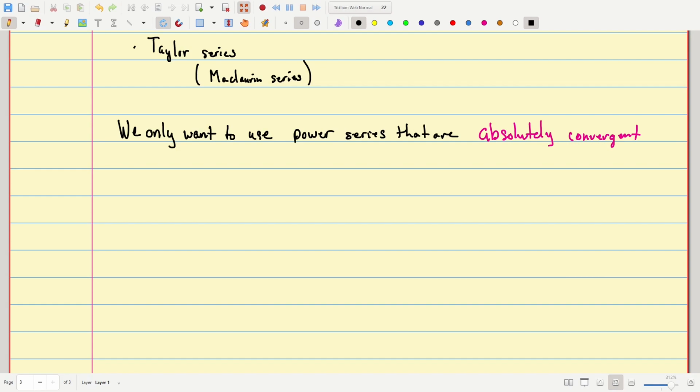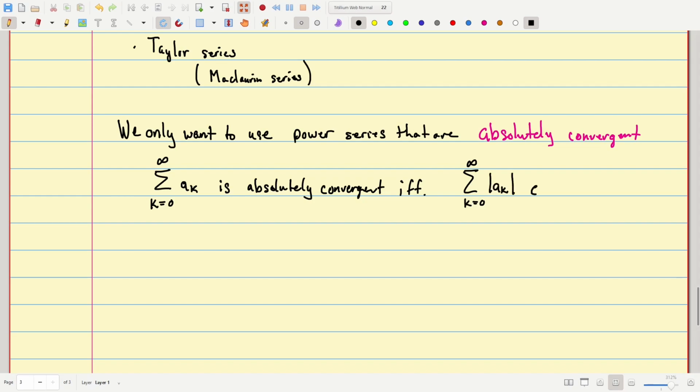For our work in applications, the only things that we want to use are series that are absolutely convergent. The condition for absolute convergence is that if I have a series and I take the absolute value of all of the elements of that series, this one must be convergent.